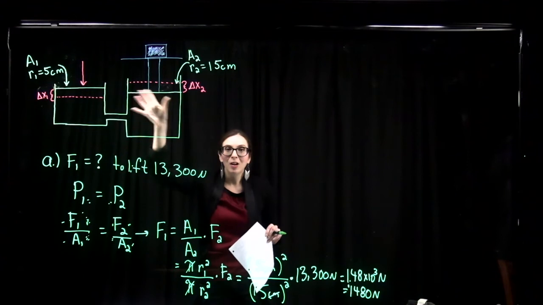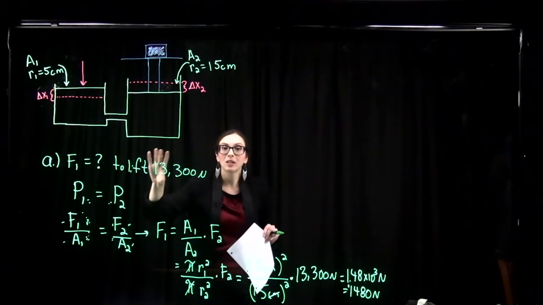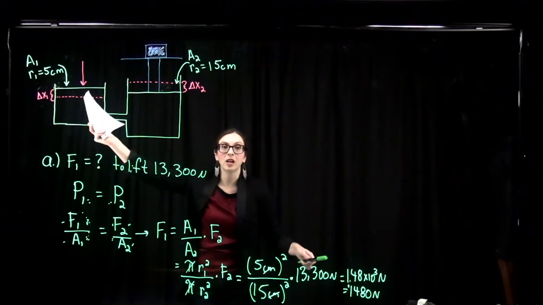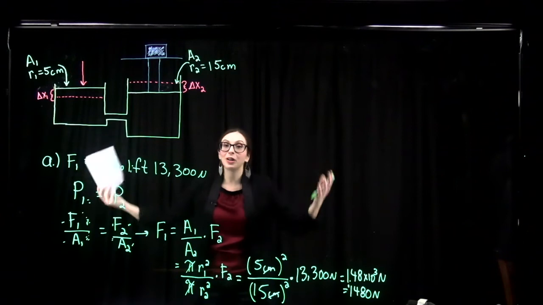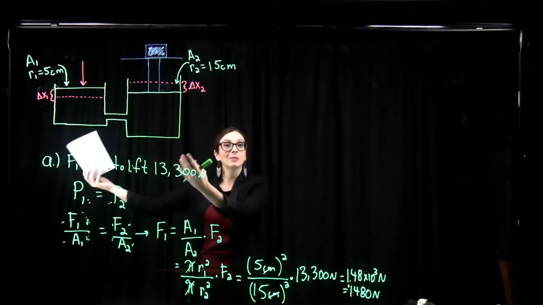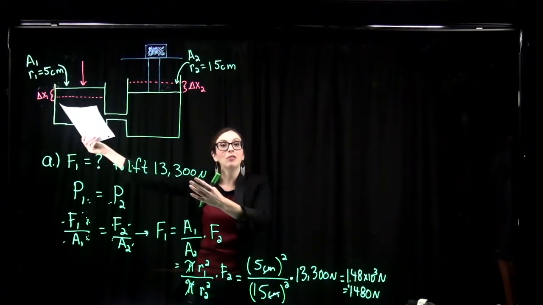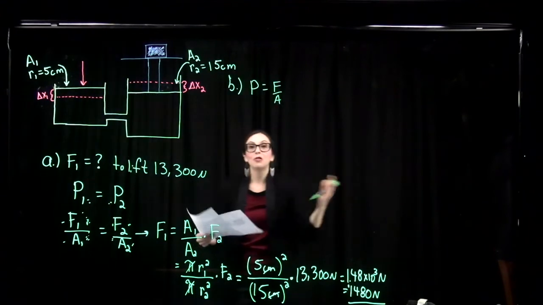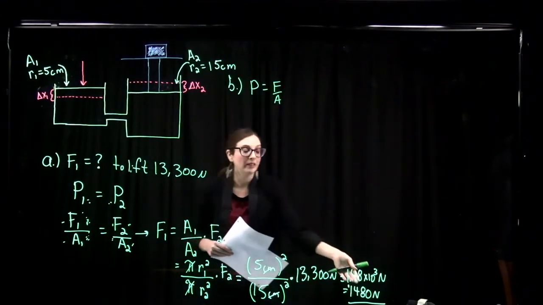It's pretty cool that in order to lift something that has a weight equivalent to this quantity right here, we can apply a smaller amount of force on the smaller cross section. And that's what we call mechanical advantage. We're using this hydraulic system to our advantage. We get a smaller amount of input force, but we get a larger amount of output force. For part B, what air pressure will produce a force of this magnitude?